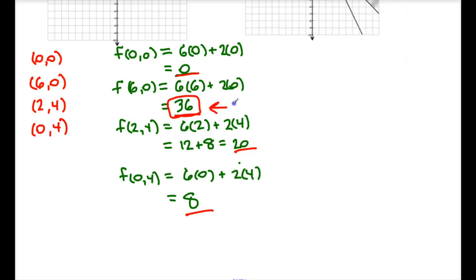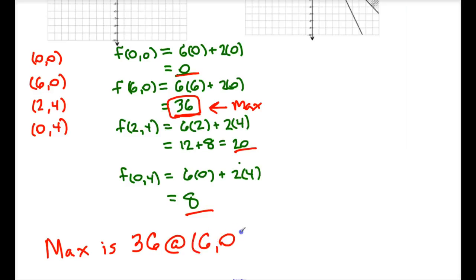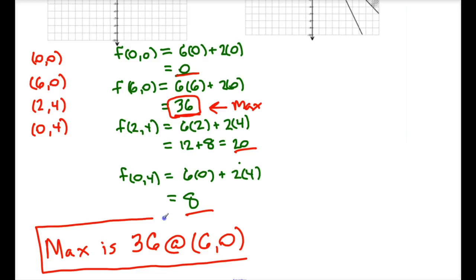This is my max. Okay, so to answer this question, my maximum is 36, that's the output, and my input was the point 6, 0. So I'm going to answer this question by listing what the maximum value is and which point or which vertice gives you that maximum value. That would be the point 6, 0.